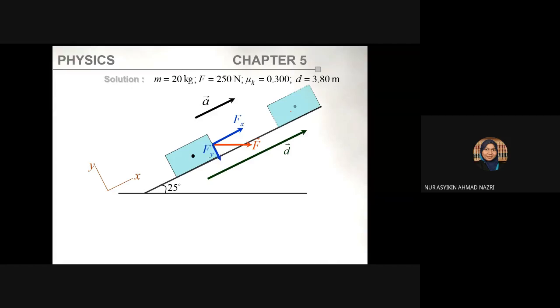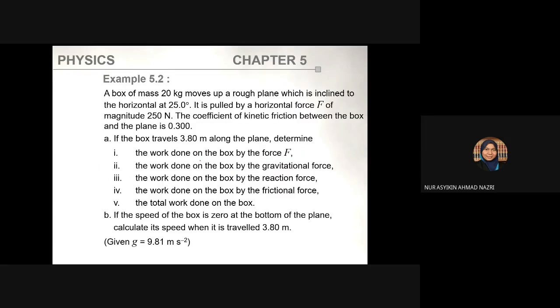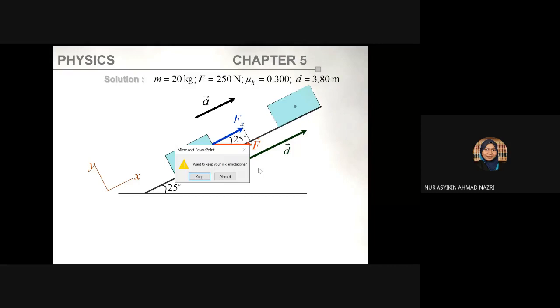So kita resolve. So free body diagram lagi. Normal force, W, frictional force. Alright, so this is the free body diagram. So sekarang kita tengok soalan dia nak apa. Work done on the box by the force F. Kita tengok. Ya, so Fx lah.